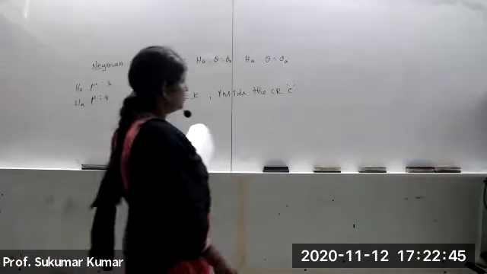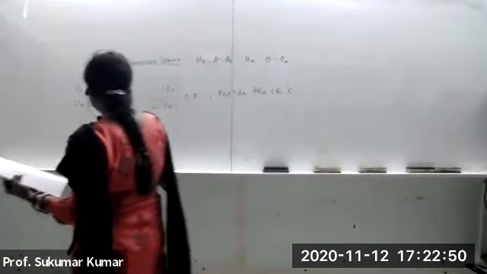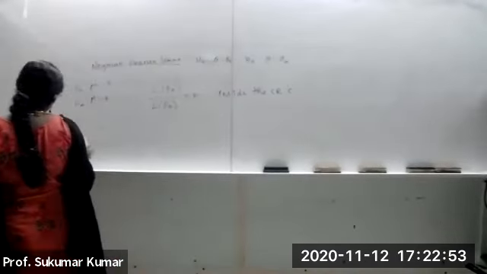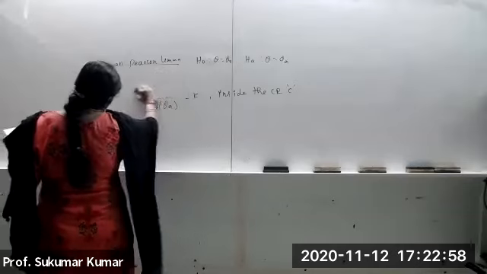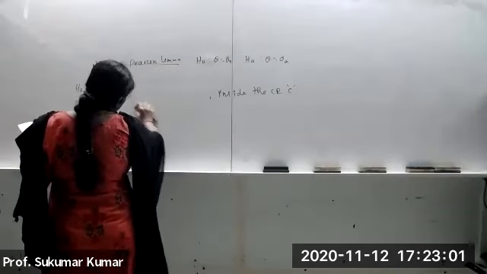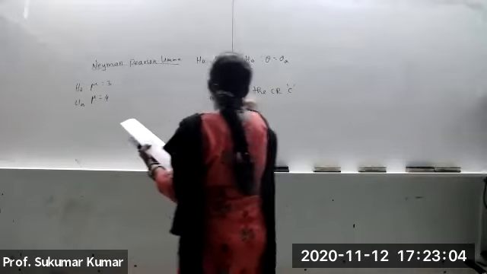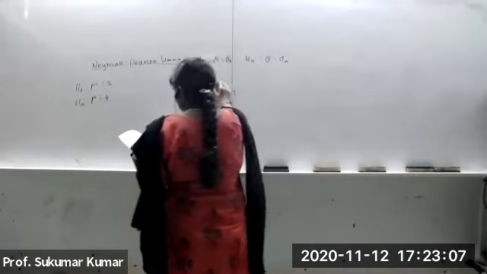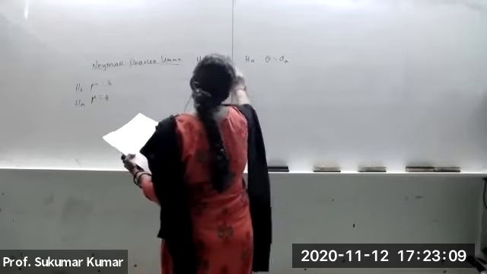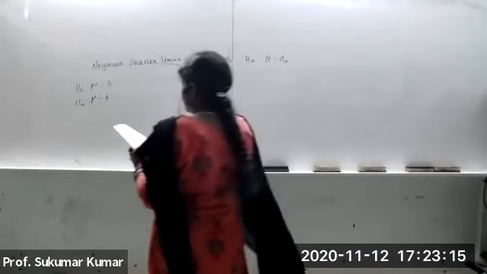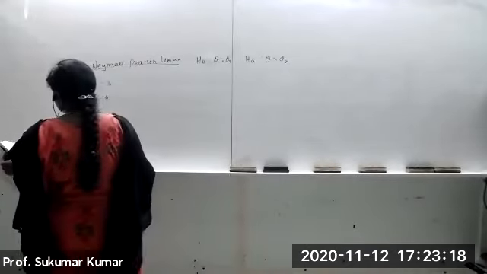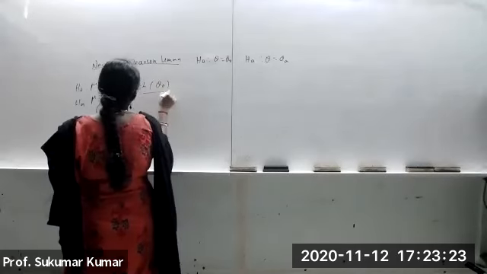Since both H naught and HA, the null hypothesis and alternative hypothesis, are simple, we can apply the Neyman-Pearson lemma. For the most powerful test, find the ratio of the likelihoods.